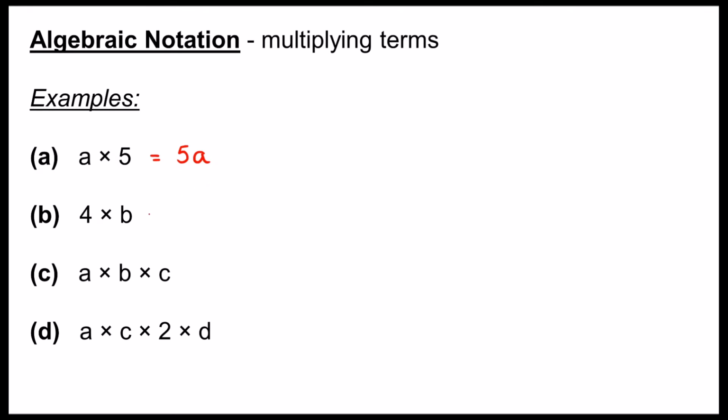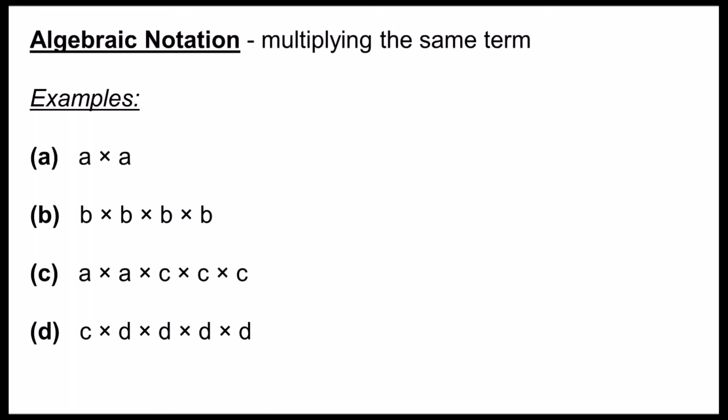In my second example, simply remove the times sign, and because the number's already at the front, that gives me 4B. In part C, I remove all of the times signs, and that therefore gives me ABC, and that would be my answer. And lastly, in part D, I've got a 2, which is a number that needs to go at the front, and then all of the other parts get stuck together, so that's 2ACD.